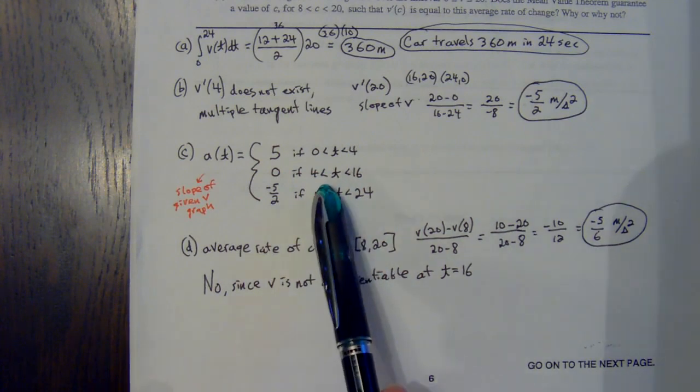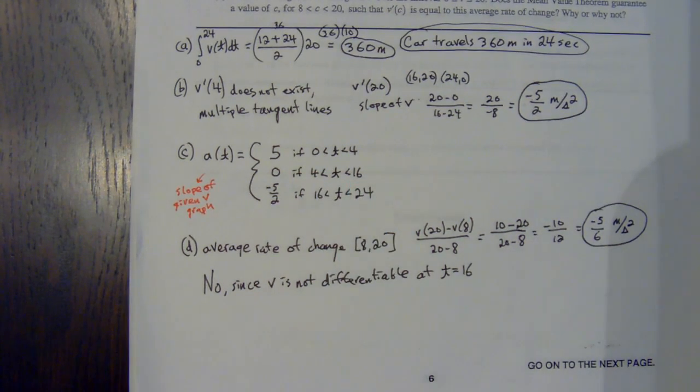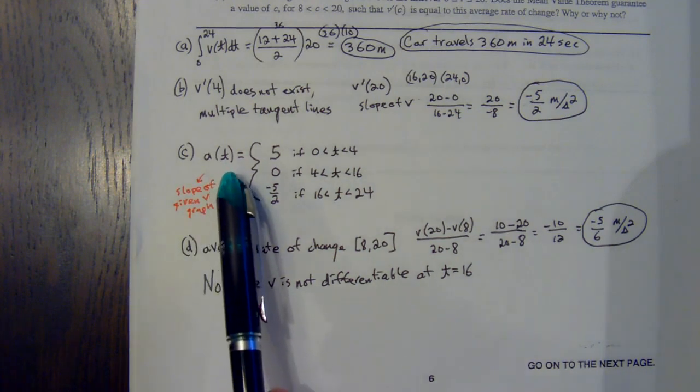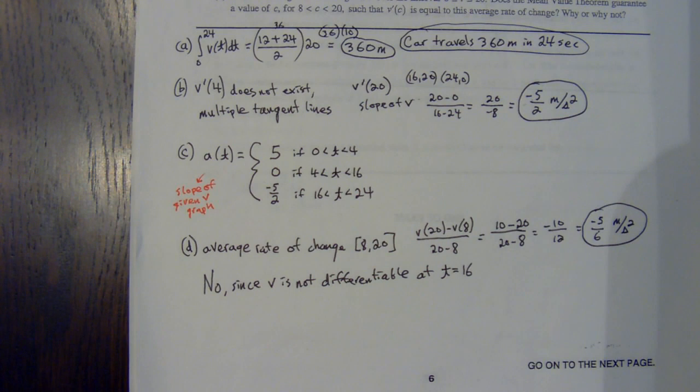I didn't include bars underneath theirs because those are the endpoints and the corner points, and the graphs are not differentiable at the endpoints and the corner points. So the derivatives don't exist. And that's what this is. This is the derivative equation of that velocity graph right there.